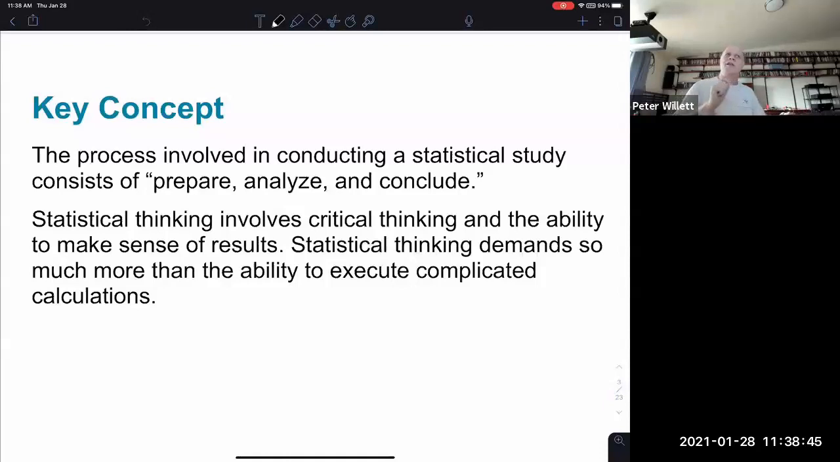The process involved in conducting a statistical study consists of preparing, meaning setting up to get a sample and thinking about how to do that. Analyze, meaning look at the results that we got from the small collection of the population that we collected, and then drawing conclusions about what that means, not just about the people that we're looking at, but out of the entire group that we want to consider.